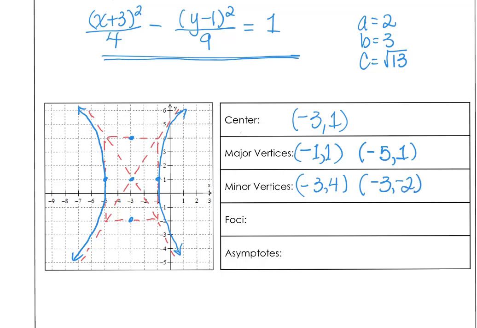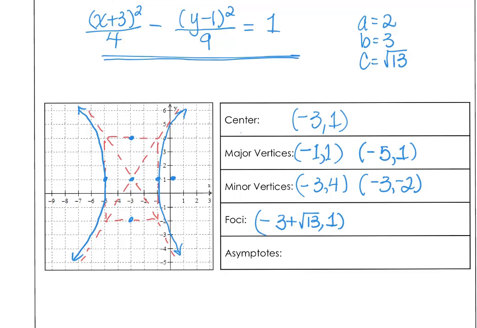Now let's put the foci in here. So starting at the origin, we want to go -3 to the left, and then add square root of 13 and go up. So we'll be right in here. So we went -3 to the left, and then we added the square root of 13 and went 1 up. So we're right about there.